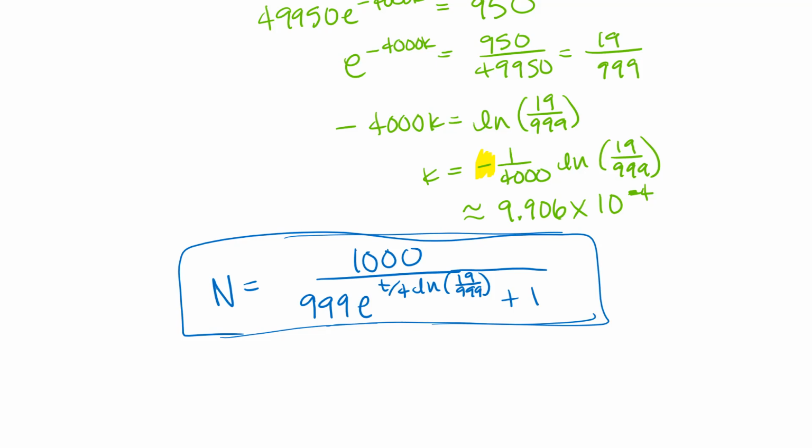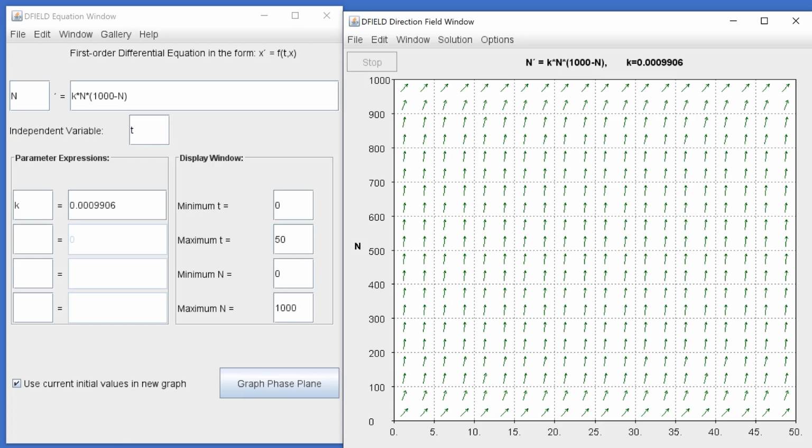So let me pull that up. Okay, so here you can see I have dfield pulled up. I've typed the differential equation into the dfield equation window. So I have n prime equals k times n times 1,000 minus n. I have my independent variable t. And then down where it says parameter expressions, that's where I've given my decimal approximation for my parameter k. So k equals, and I just typed the decimal expression for it instead of scientific notation.